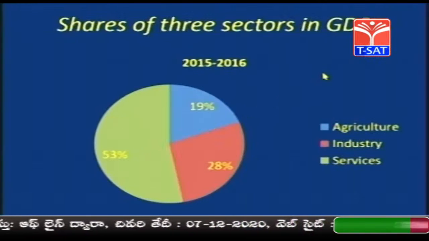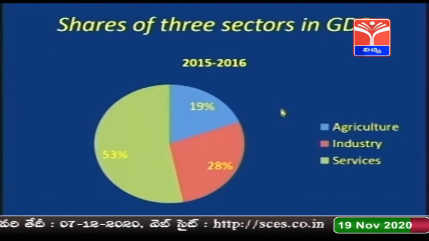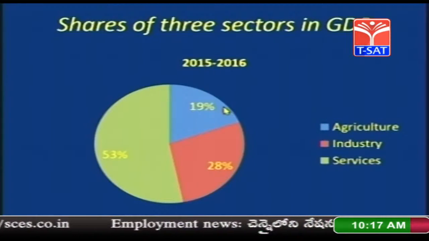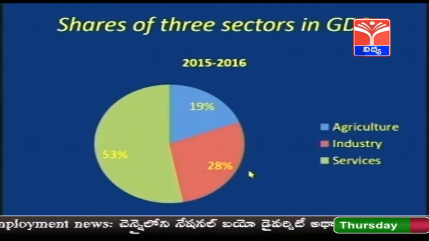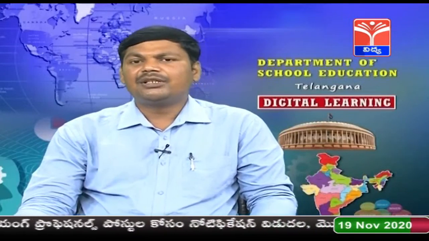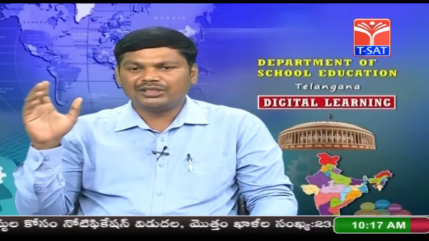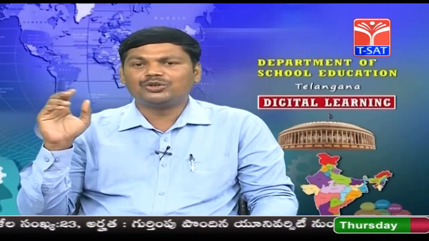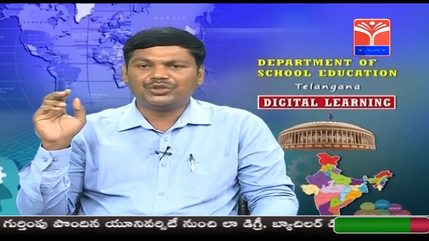Share of the three sectors in GDP in 2015-16: the agriculture sector came down to 19% of GDP, but the industrial sector 28%, service sector 53%. More contribution is from the service sector only. That means the service sector is producing the services, the recent trends have changed. In the last 2 decades it has changed.